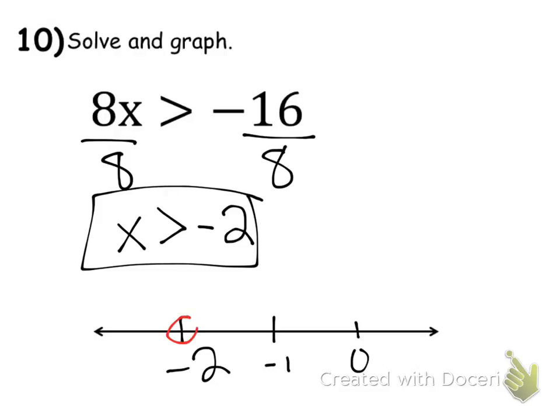All right, circle your -2. We're going to leave it open because it's not an or equal to. And I'm going to shade to the right because I want the numbers that are greater than the -2. Raise your hand if you have any questions.